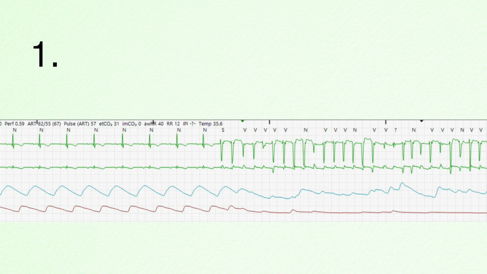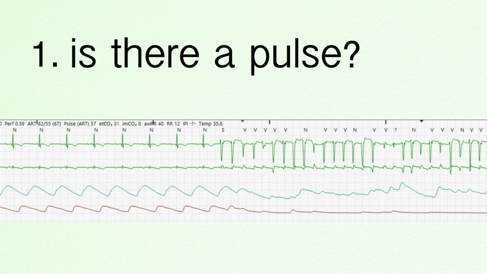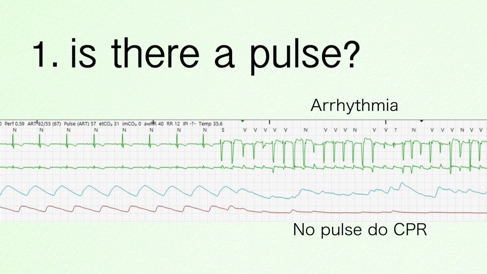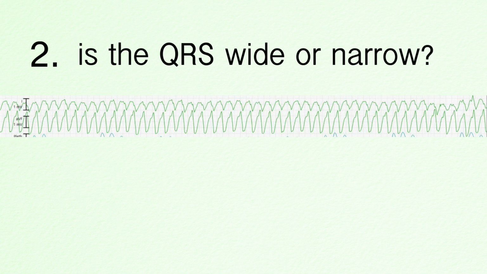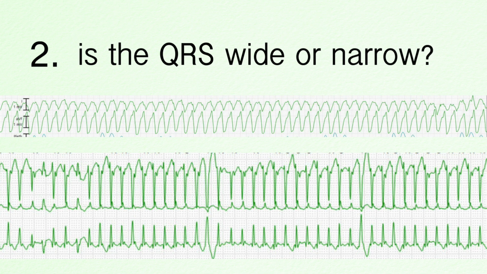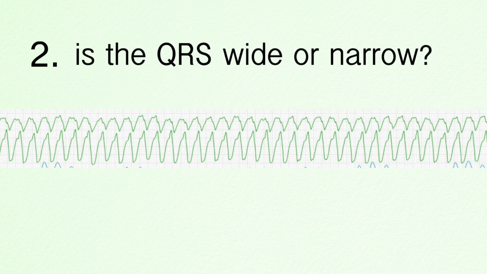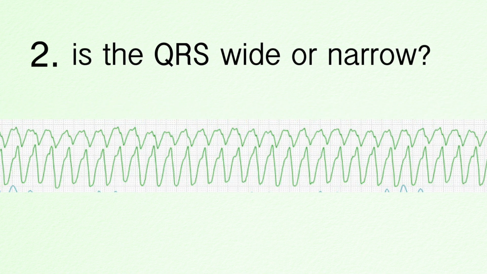There are 3 things you need to determine when you see that your patient has a change in rhythm. Number 1, does your patient have a pulse? No? Do CPR. Yes? Good. You have time to think. Number 2, is the QRS wide or narrow? This is when it's good to know what your patient's baseline QRS appearance is, because the right question isn't actually wide versus narrow, but wider than before versus the same.